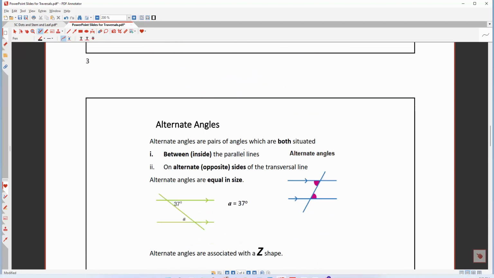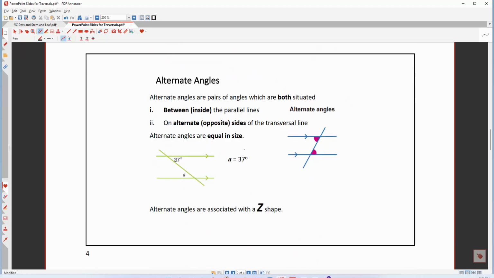All right, the next one is the alternate angles. Alternate angles are pairs of angles which are both situated inside the parallel lines. We can see here the parallel lines, and the angle is inside the parallel lines, not outside like here or here. And they're on alternate or opposite sides of the traversal line, so one's on one side and one's on the other side.